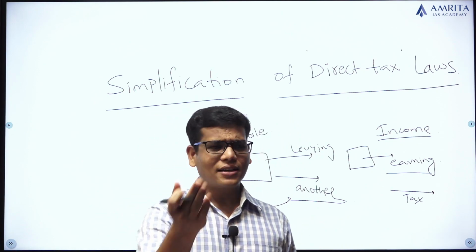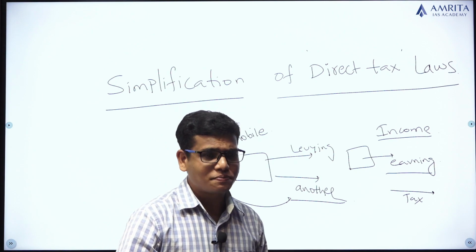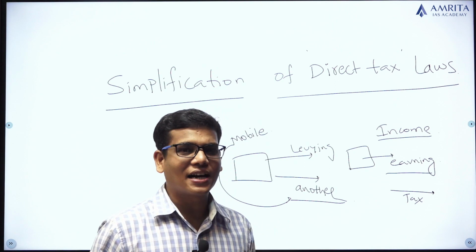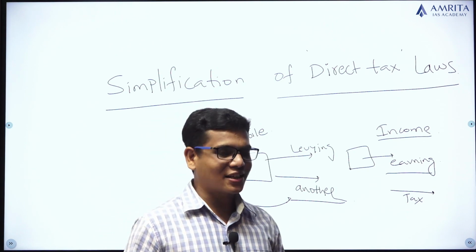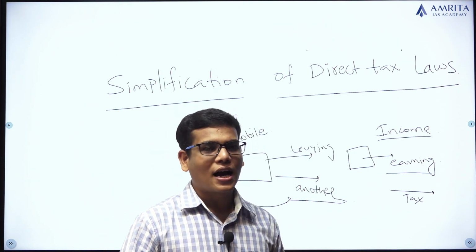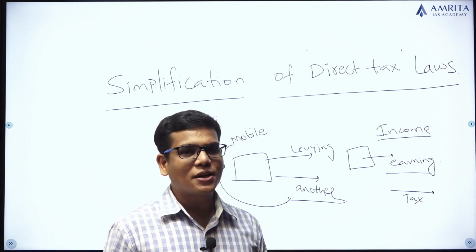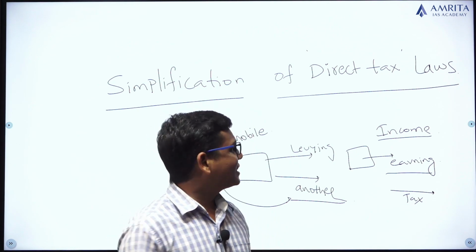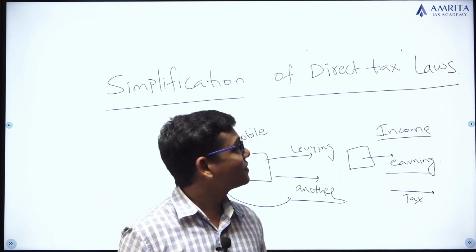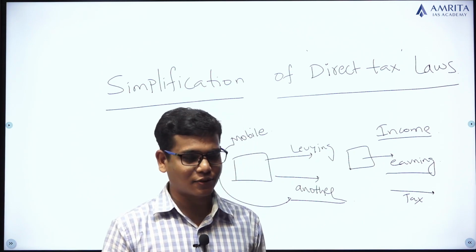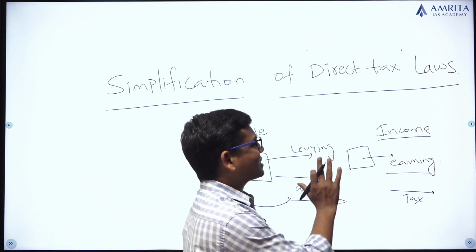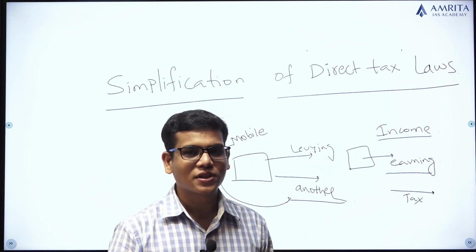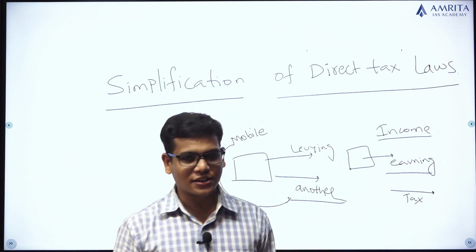There are different types of direct taxes, like income tax, corporate tax, capital gains tax. Earlier we used to have wealth tax, but now it is abolished. And after that, fringe benefit tax, securities transaction tax. Like that we have different types of direct taxes. And these direct taxes are very, very important. Taxation is important for any country, and direct taxes are very, very important.